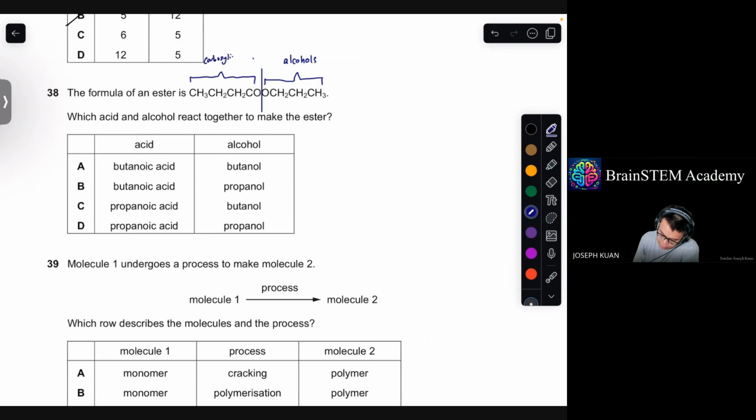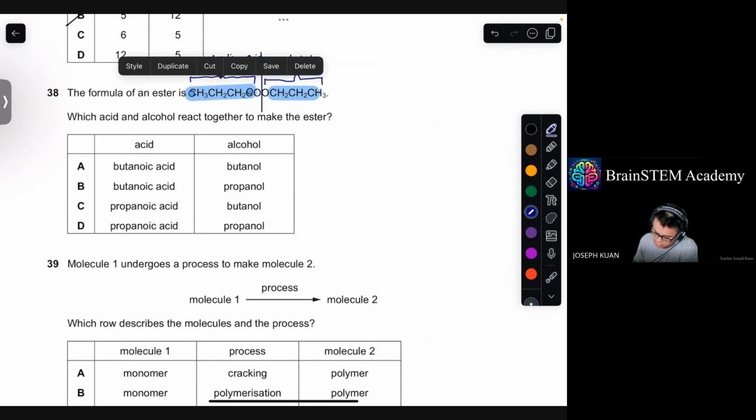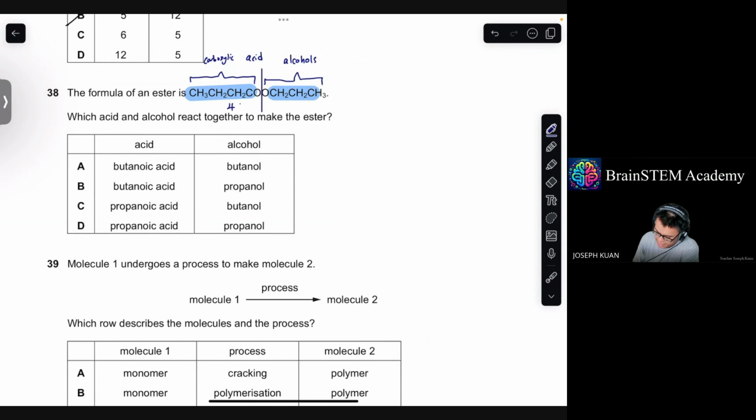So with that said, you see both sides contain 3 carbon atoms, which means they are having the prefix. No, wait. For the carboxylic acid, there are 4 carbon atoms. And then alcohol, there are 3 carbon atoms in total. So what's a 4 carbon carboxylic acid? There will be butanoic acid. And then what's a 3 carbon alcohol? There will be propanol. So the answer for this question is B.